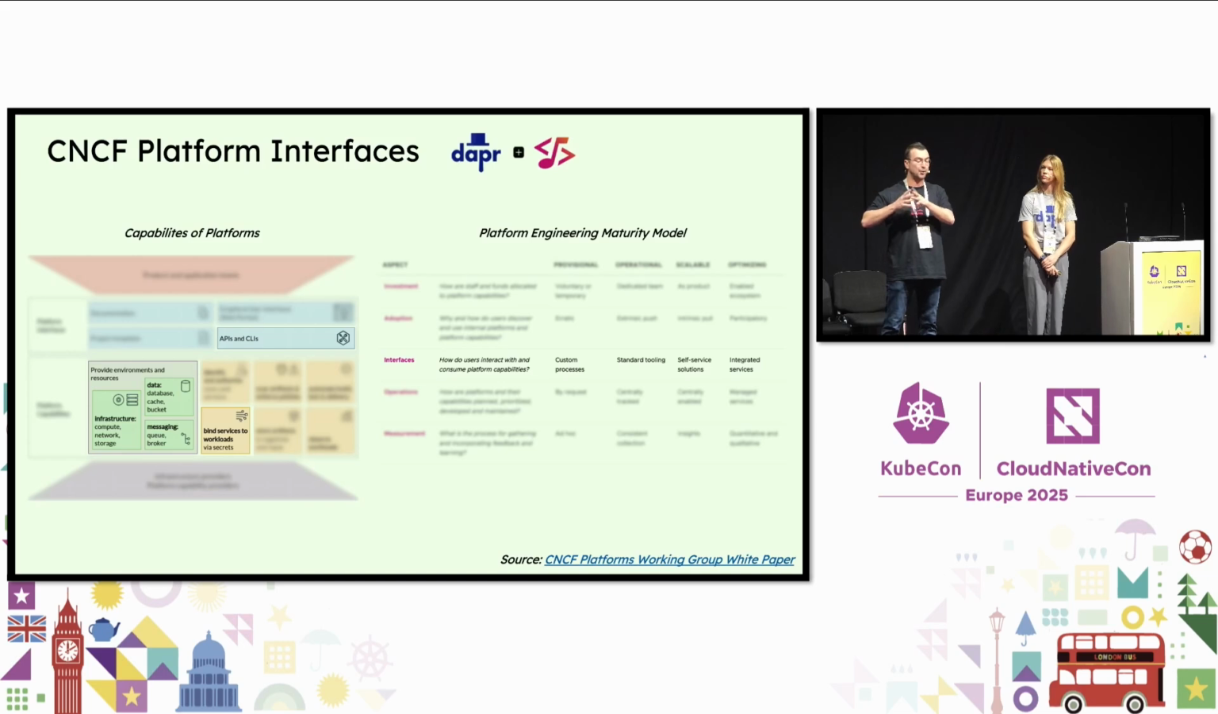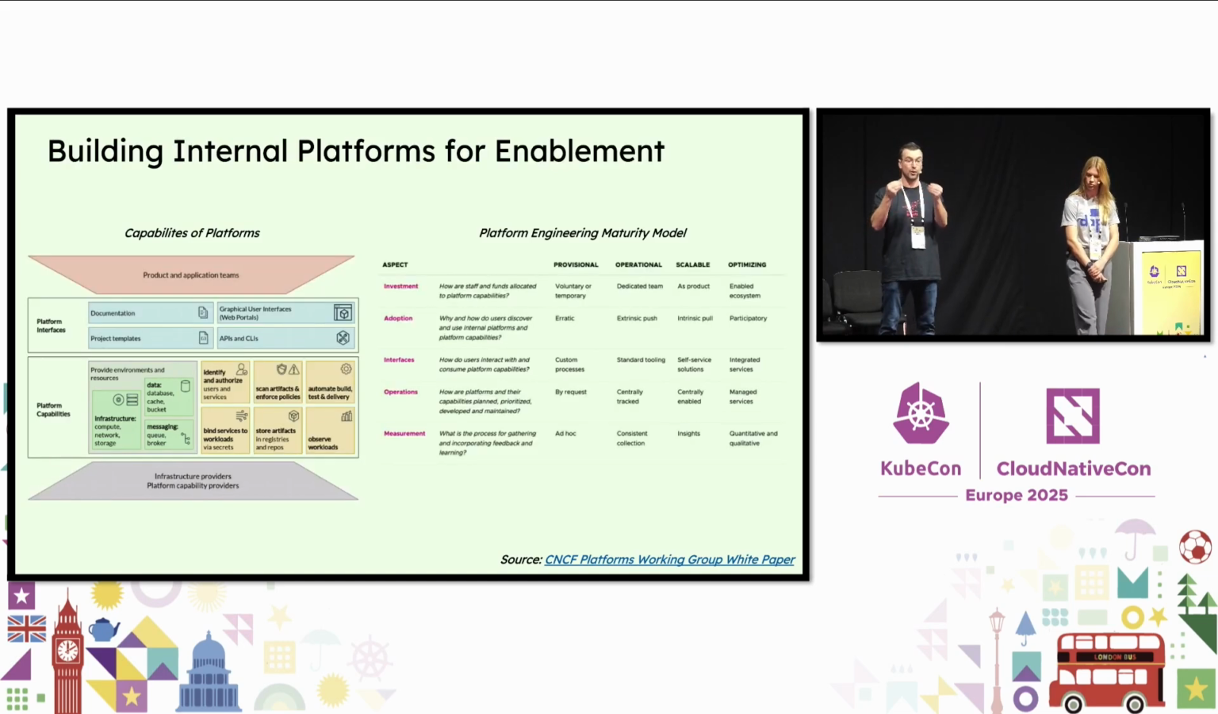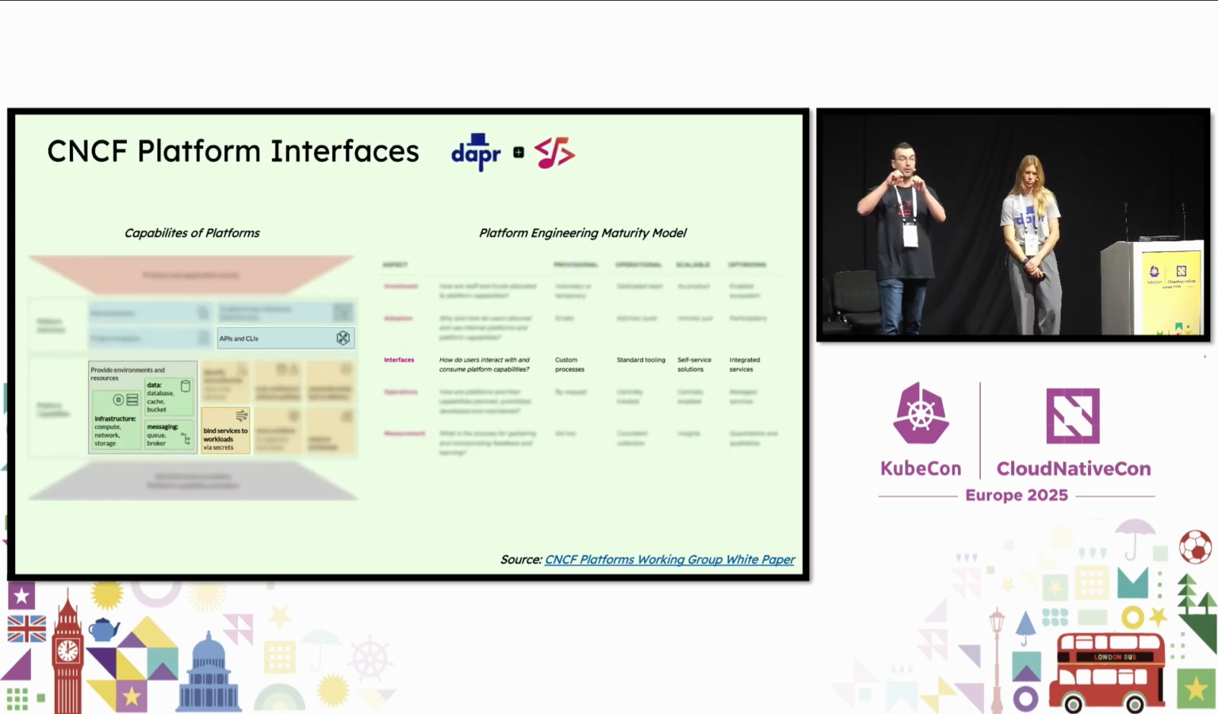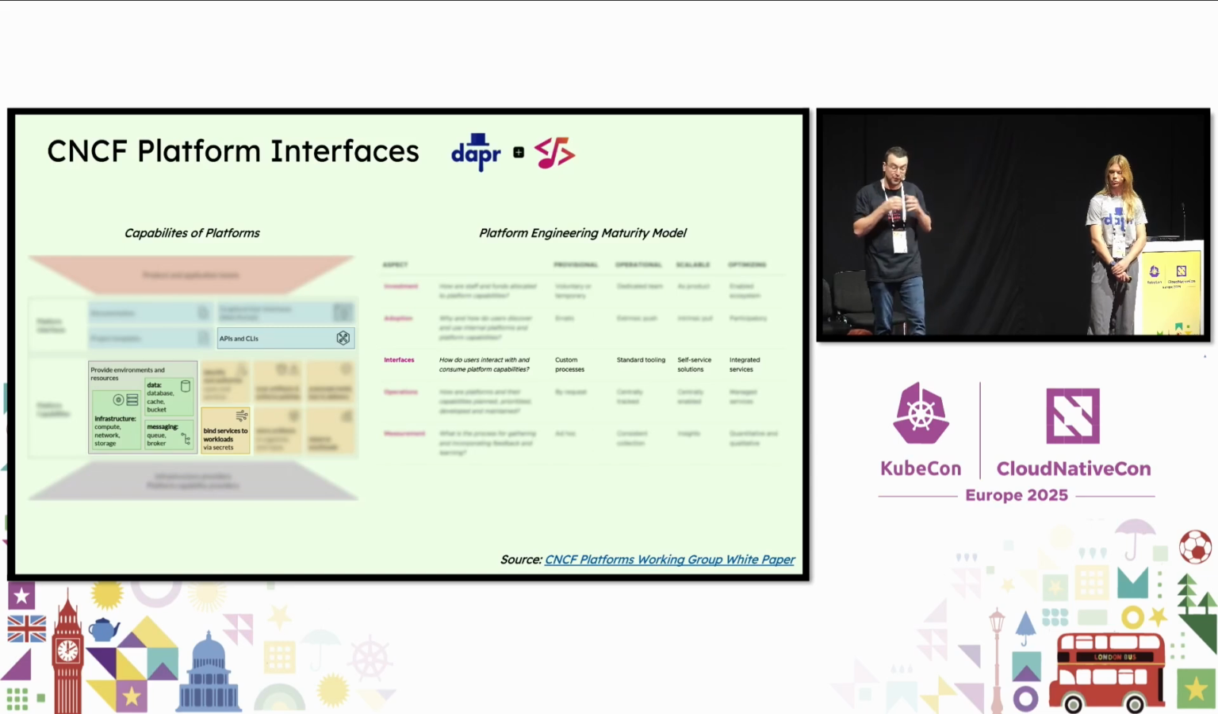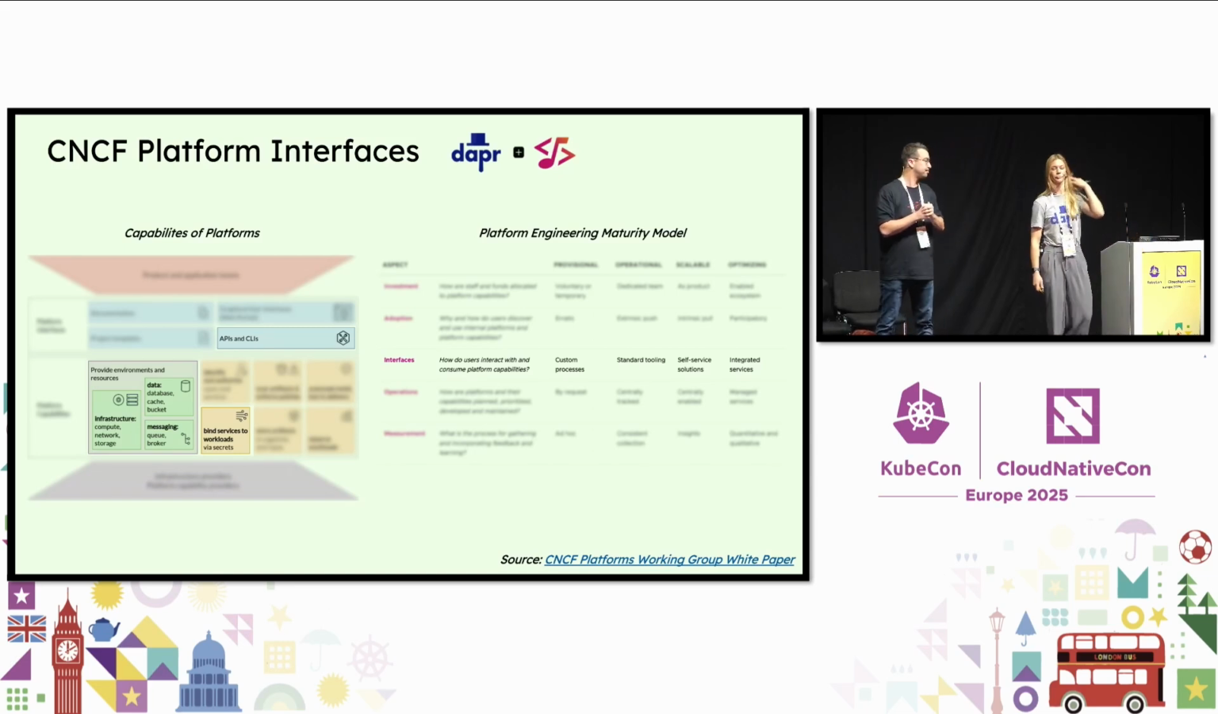And that's where the maturity model is very interesting, because you could see where you fit and what you want to focus on. And today, we want to focus on the interfaces between the developer and the platform, right? Dapr and Score are a very good fit for that, and we will demonstrate that today.